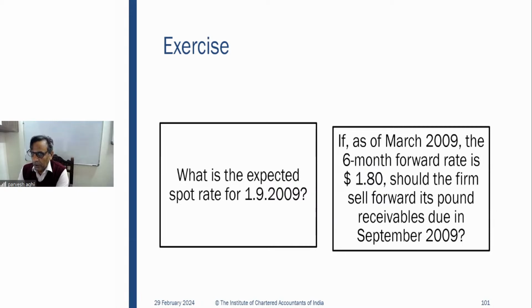If as of March 2009, the 6-month forward rate is 1.80, should the firm sell forward its pound receivable due in September 2009? So this is the question. So they're going to receive money. Okay, fine. They are the exporters, so they are going to receive money. They are going to receive at a forward rate of 1.80. So this is the forward rate.